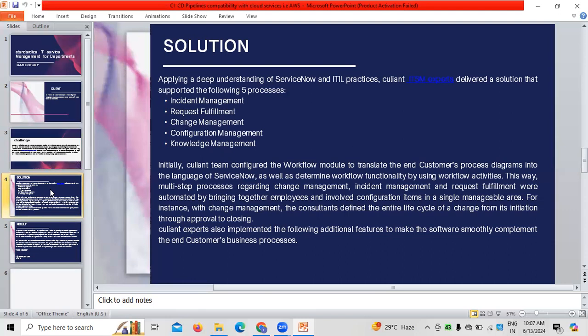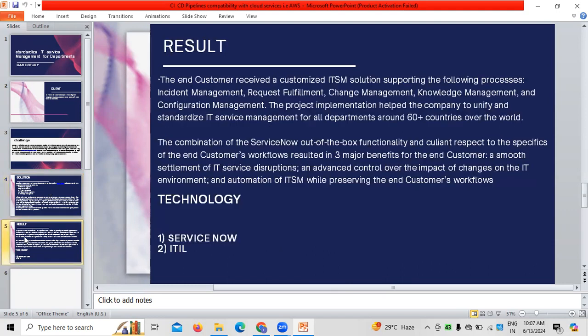This is what, being a business analyst, one should understand about the kind of solution we are going to provide for the customer's needs. Now, what end-of-the-day result are we going to provide? In context to the result, customers receive customized ITSM services using ServiceNow. It can be incident management, as I mentioned earlier, request fulfillment, change management, knowledge management, configuration management, and all.